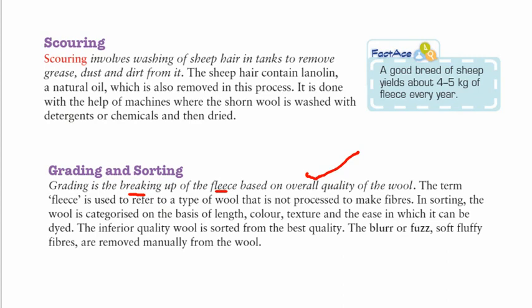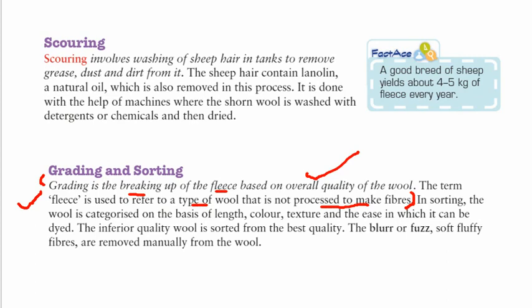And the term fleece is used to refer to a type of wool that is not processed to make fiber. Clear? The term fleece means the hair present on the body of the sheep. So the term fleece is used to refer to the type of wool present on the body of the sheep, that is not processed to make fiber. Okay, and in sorting, from this line to fiber you have to write related to the grading.